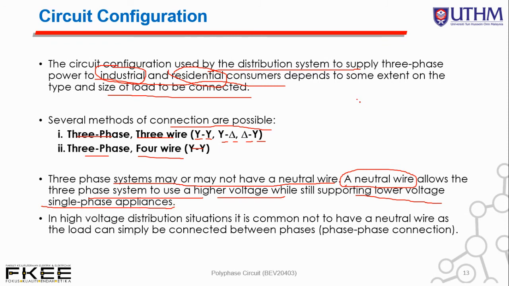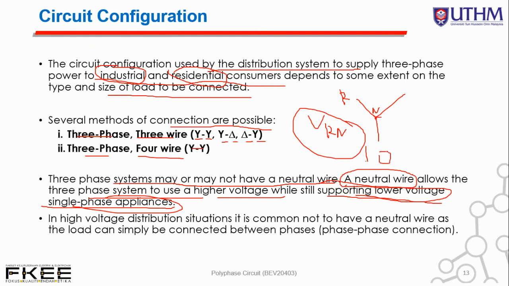So we have seen, for example, here the N. We have R, so VRN is the phase voltage which is supporting lower voltage or single phase appliances. So this is single phase. But with the same system, the same configuration, we do have the line-to-line voltage, which is VRY, and we may upgrade from VRN, the single phase, to three phase.